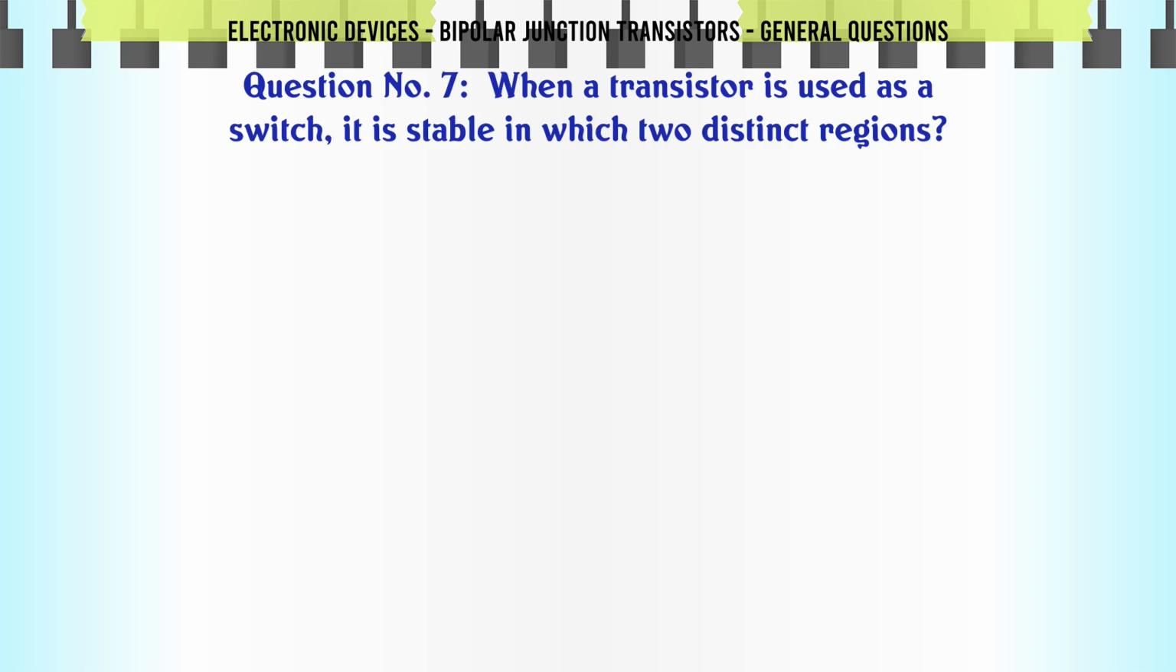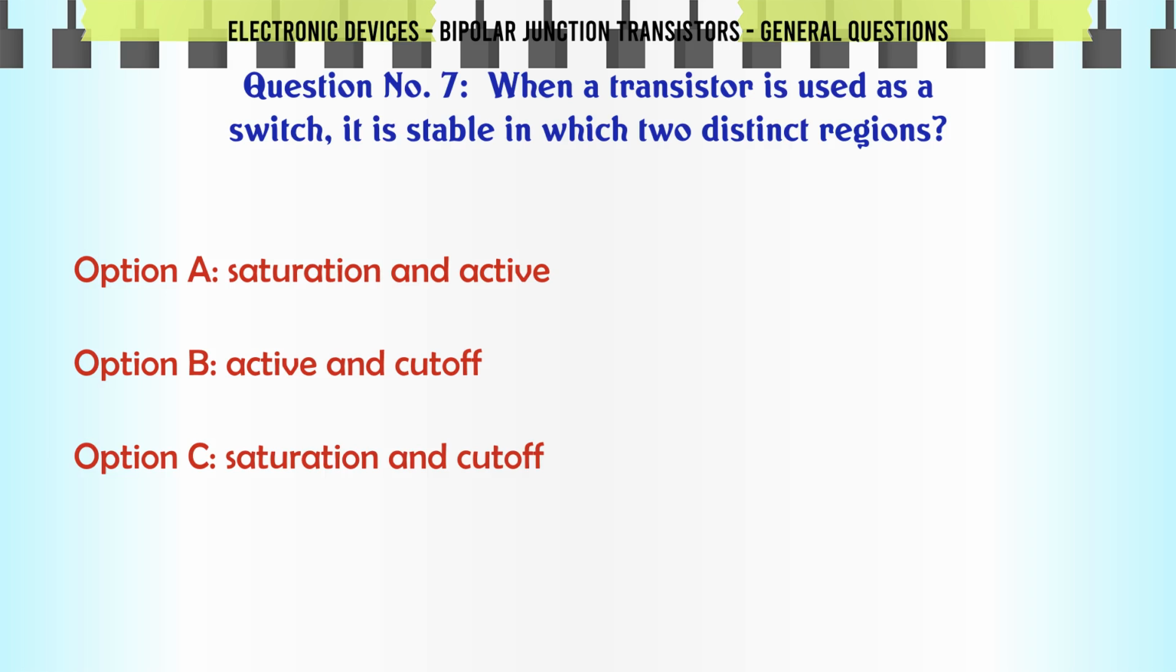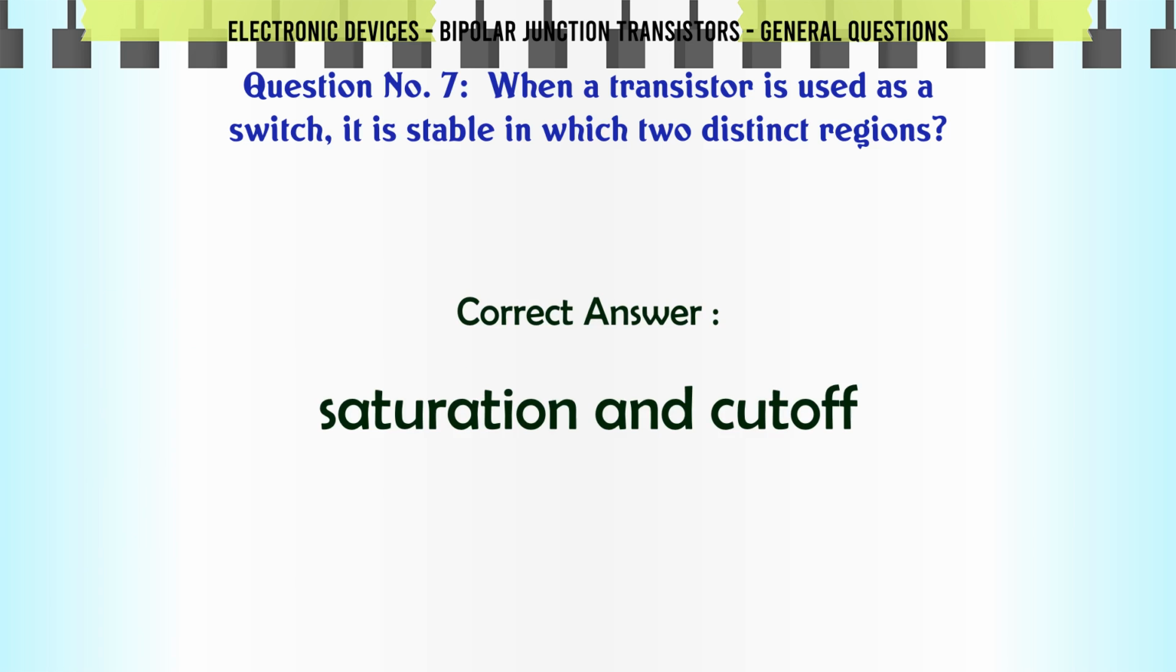When a transistor is used as a switch, it is stable in which two distinct regions? A saturation and active, B active and cutoff, C saturation and cutoff, D none of the above. The correct answer is saturation and cutoff.